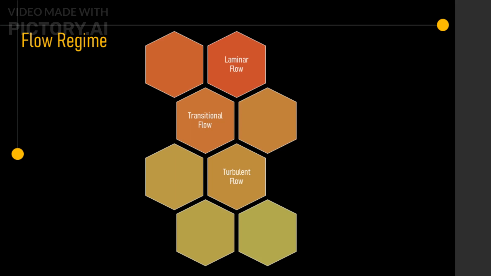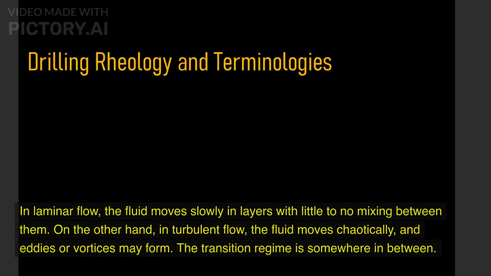It's basically how fluids behave when they flow through pipes, and there are three types of flow regimes: laminar, turbulent, and transition. In laminar flow, the fluid moves slowly in layers with little to no mixing between them. On the other hand, in turbulent flow, the fluid moves chaotically, and eddies or vortices may form. The transition regime is somewhere in between.